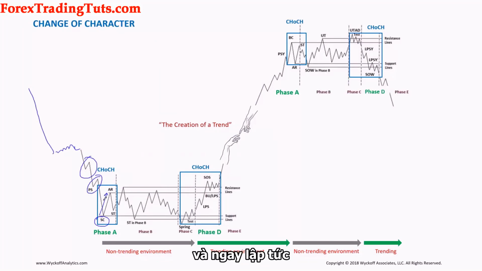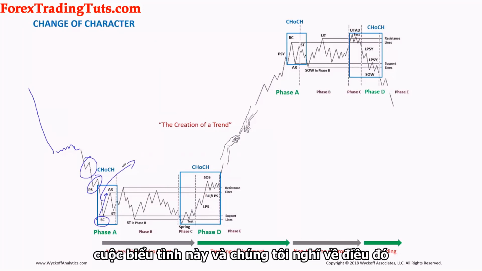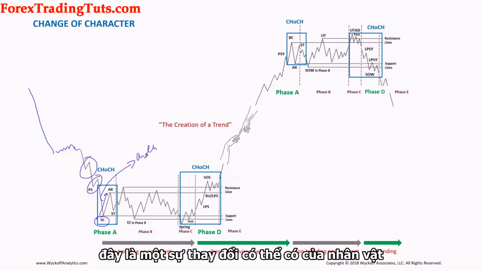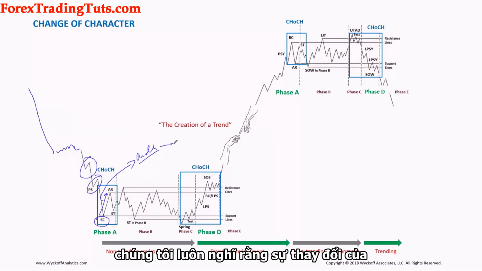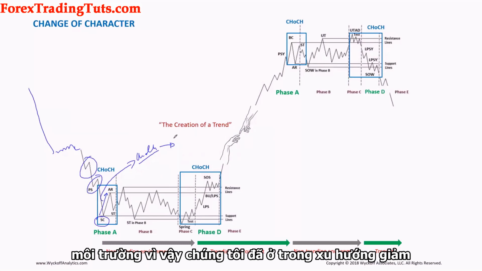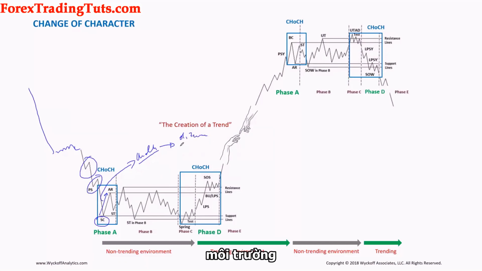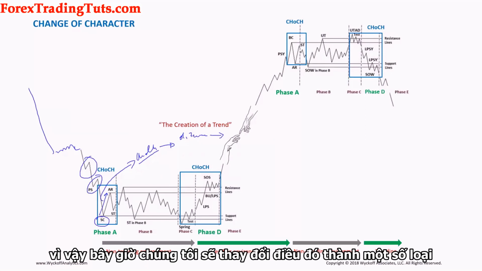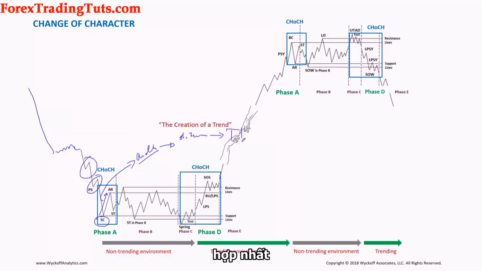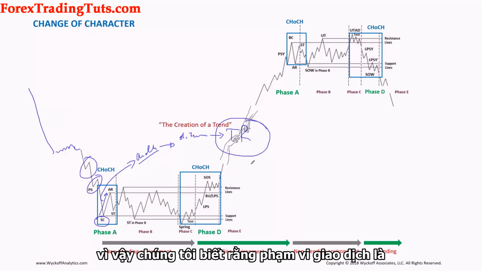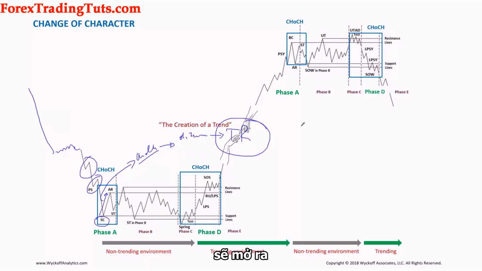And right away, when we think about this rally and we think that this is a possible change of character, we're always thinking that the change of character will lead to the change of the environment. So we were in the downtrend environment. Now we would change that to some kind of consolidation. So we know that the trading range is going to unfold. We still don't know the bias at this point.